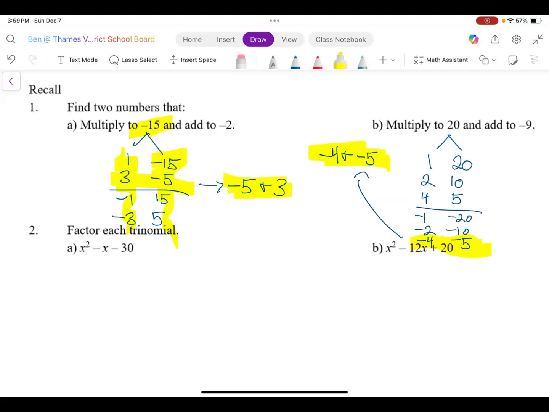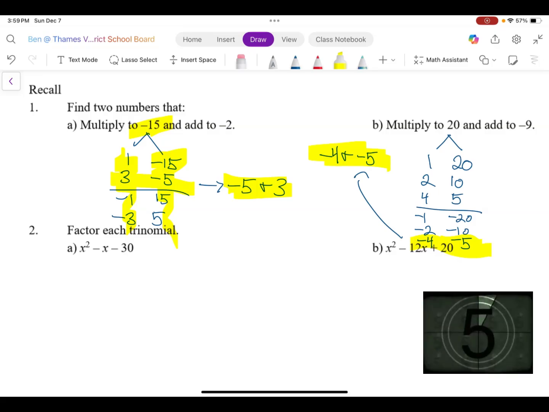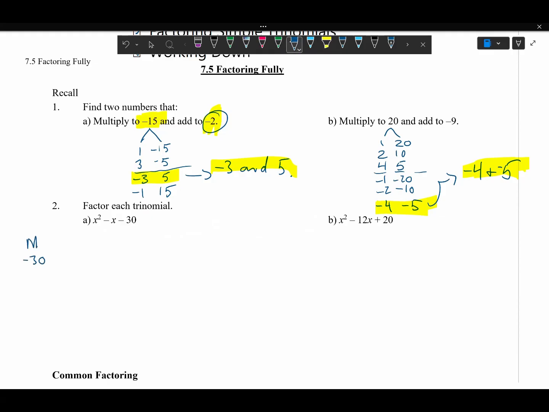Now, using that skill, you folks should be able to fully factor these next two trinomials. We're going to use our simple trinomial factoring strategy. I want you to try out question 2A, question 2B down here, and then unpause and see how you did.